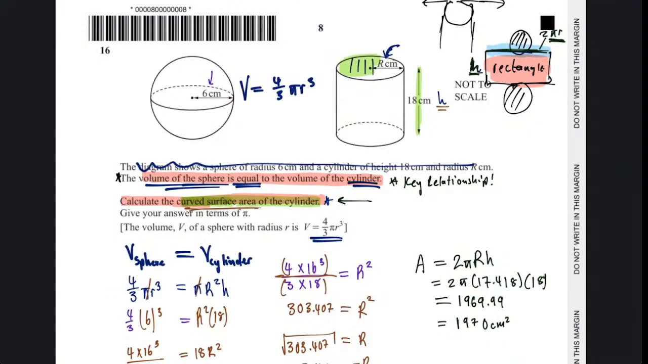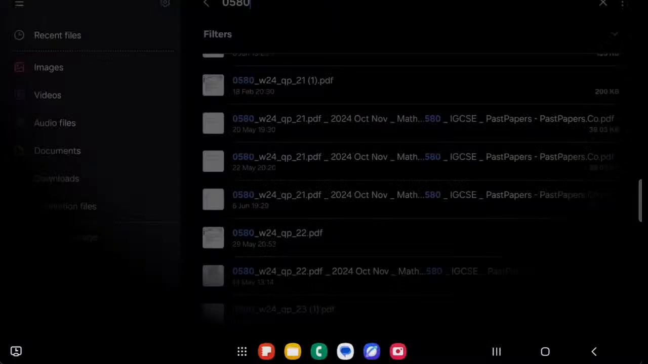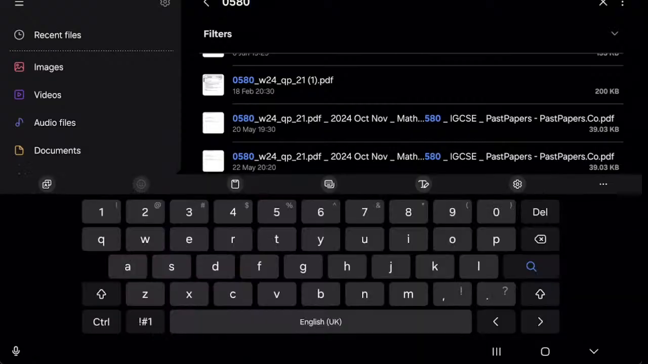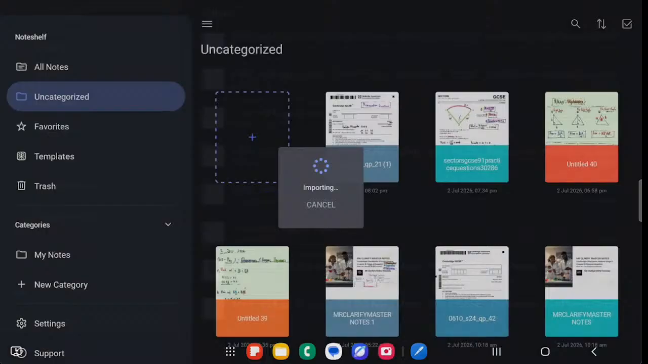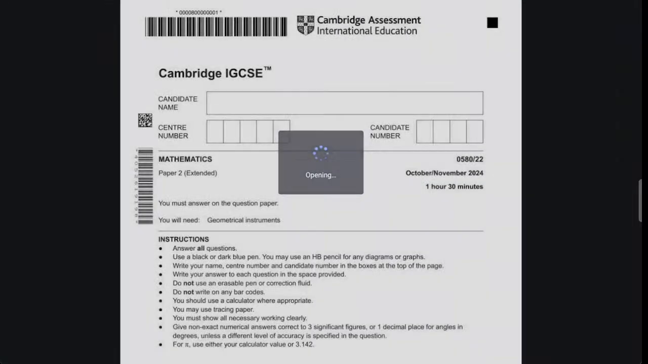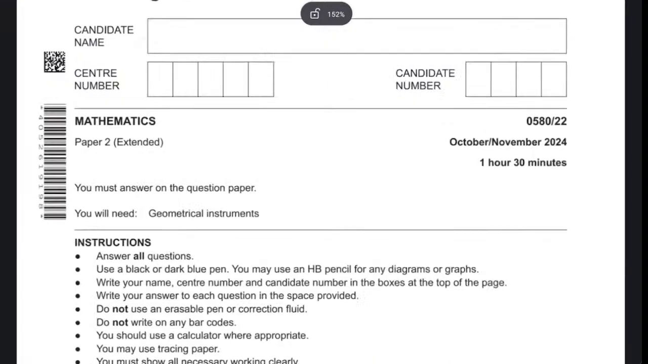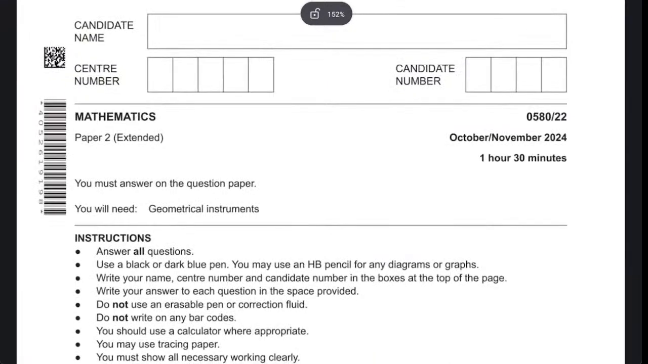Okay. Let's go to paper 4-2 now. Let's see what paper 4-2 has for us. No, 2-2. Paper 2-2 rather. October, November 2024. Paper 2-2 now.